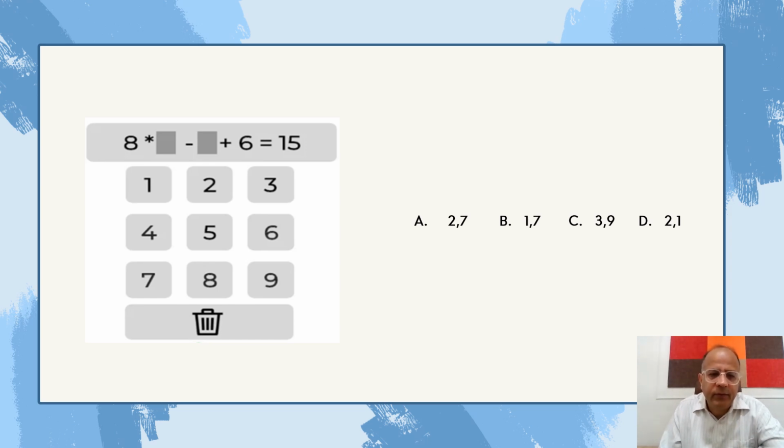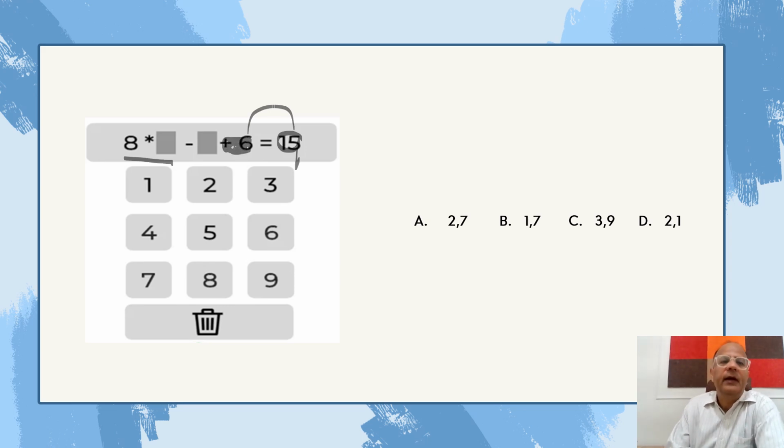Let's continue with the next question over here. Let's go slow and steady. 8 is getting multiplied with something. I have a negative over here, so this number is going to be subtracted, and plus a 6 is resulting into 15. To make things simple, I can take 15 minus 6, which will make it a 9. So effectively this is going to be 9 and I got rid of all this over here.